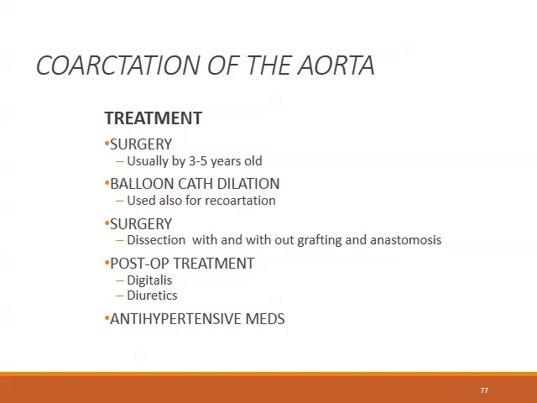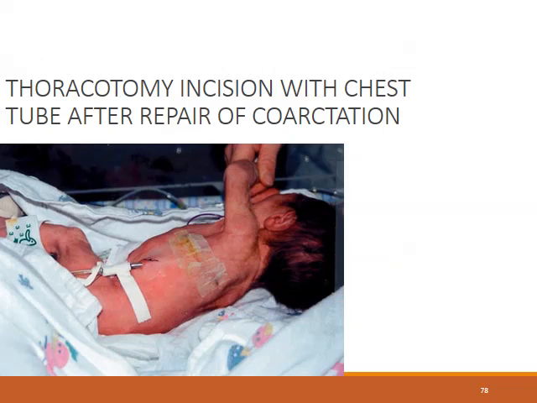Post-op treatment, they'll use digitalis and diuretics to prevent and decrease CHF. They'll also use antihypertensive meds. They may still have upper body elevated blood pressure, and this also helps to prevent post-op bleeding. And this is a thoracotomy incision with a chest tube after repair of coarctation.